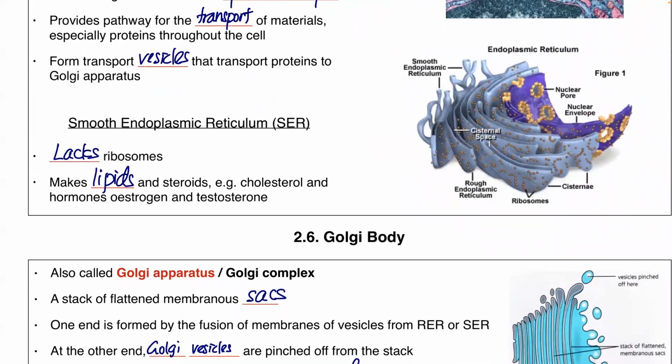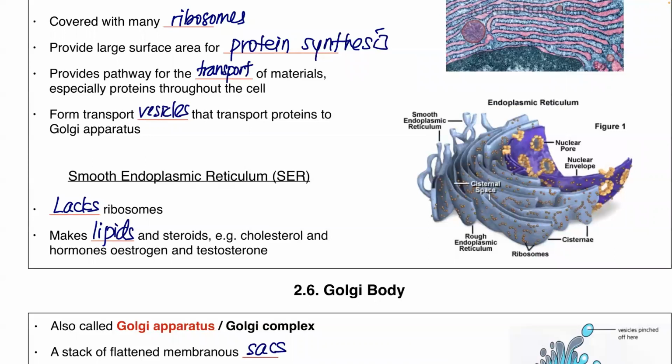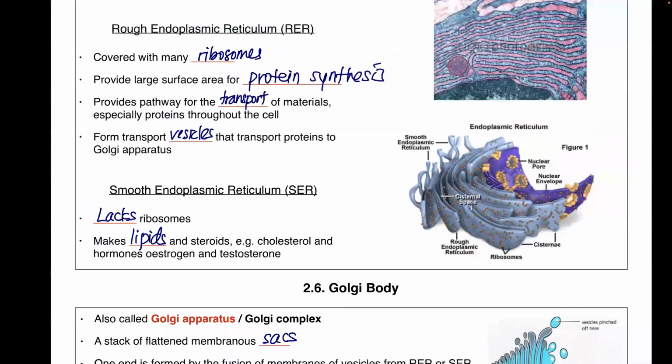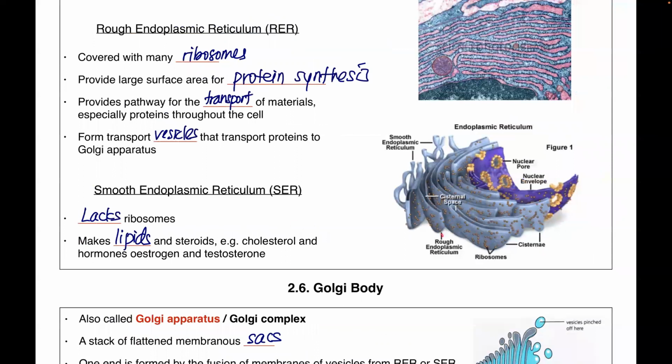And smooth ER, as opposed to rough ER, simply lacks ribosomes. They play a slightly different role, which is to make lipids and steroids. So the rough ER is for protein synthesis, and the smooth ER is for lipid and steroid synthesis. Unlike the rough ER, the smooth ER can sometimes be an extension from the rough ER.